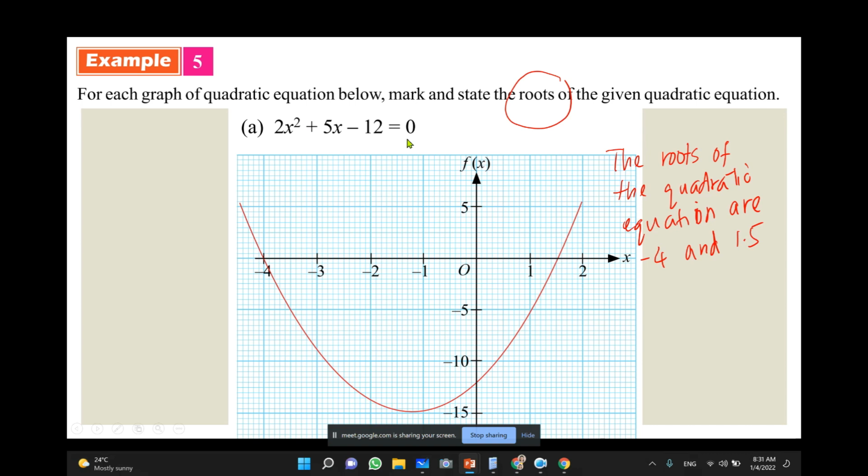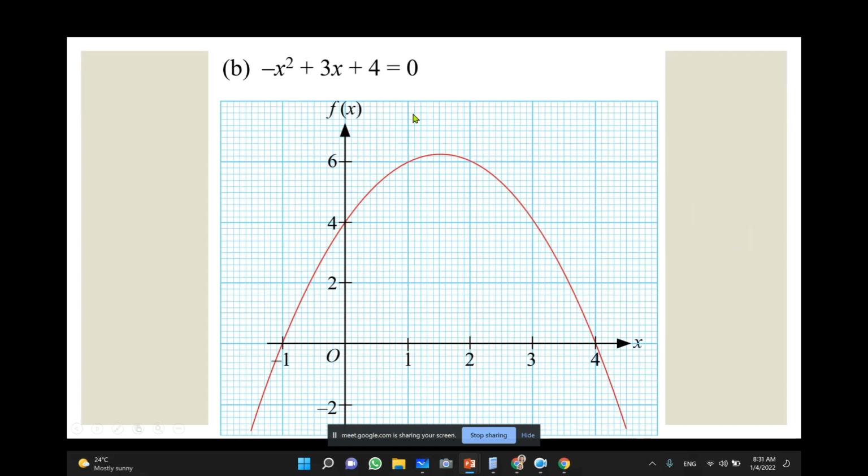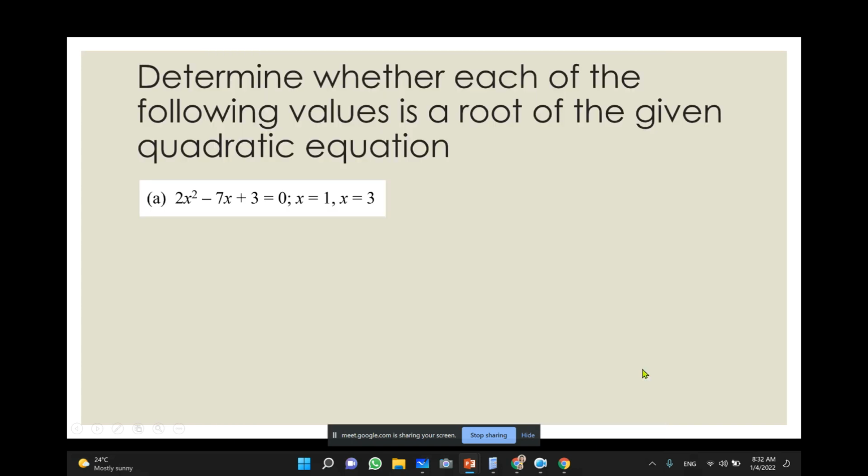Okay, we look at the next one again. So you have found out the first one, should be no problem in finding this. What are the roots for this equation then? -1 and 4. -1 and 4, correct. So you just need to answer the roots of the equation are -1 and 4. Okay, now we look at the next question here.